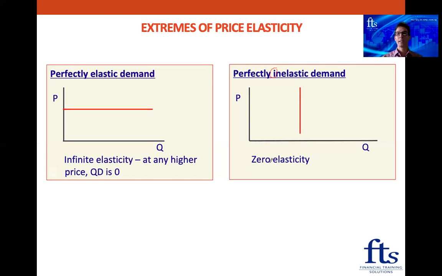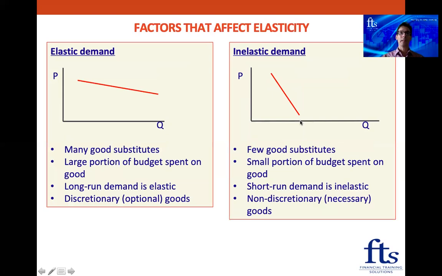So we have zero elasticity, in other words. So what we can say is this: how much is sold is not dependent on the price. So whether the price is down here or the price is up there, the quantity demanded is the same. All right. So that's why it's an extreme, because it doesn't really happen much like that. Right. So let's now have a look at the factors that affect elasticity.